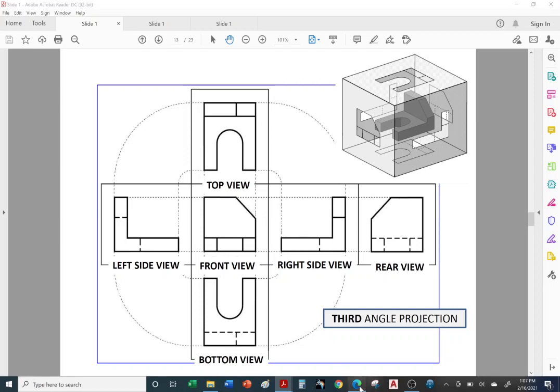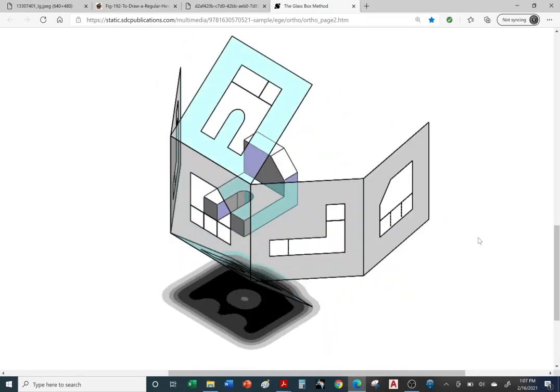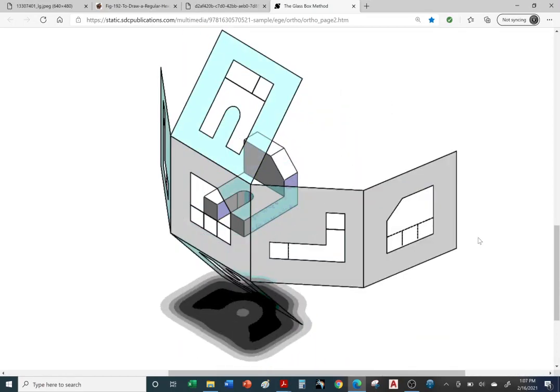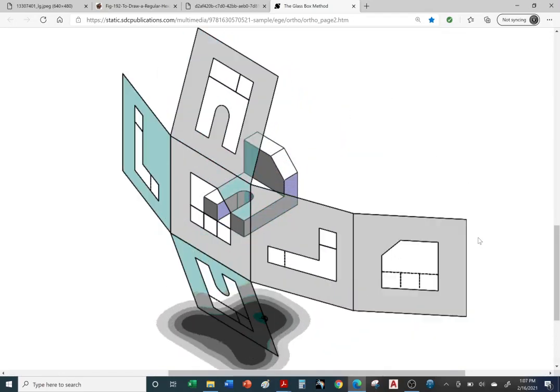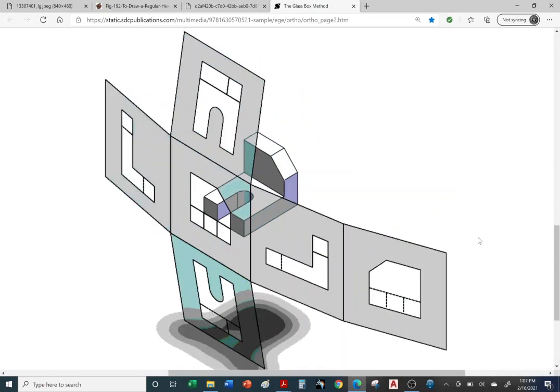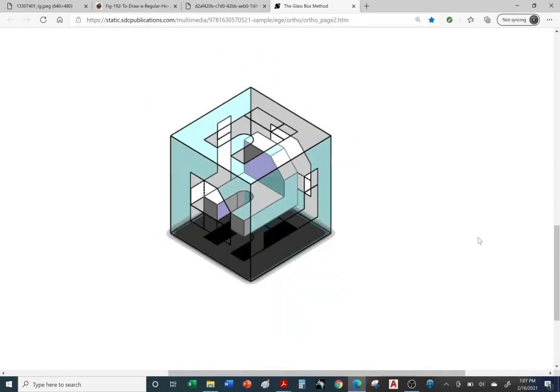And there's a cool little visual on the internet. So here's what you're doing. You are opening the glass box, just imagine it's cardboard, and this will give you your front view and your projections: your top projection, bottom projection, right side, left side, and the rear.